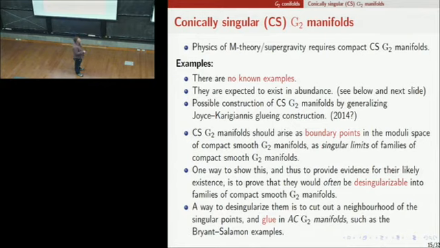One way to desingularize them is by gluing: cut out a neighborhood of each of those singular points and glue in something, in fact, an asymptotically conical G2 manifold, such as the Bryant-Salamon examples.